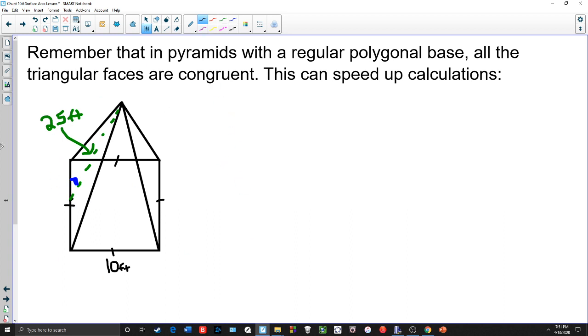You have your square base here, right? 10 by 10 by 10 by 10, because all these sides are marked congruent. So 10 by 10, which we know that area is 100. We can just do that right off the bat. And then we have these triangle pieces.